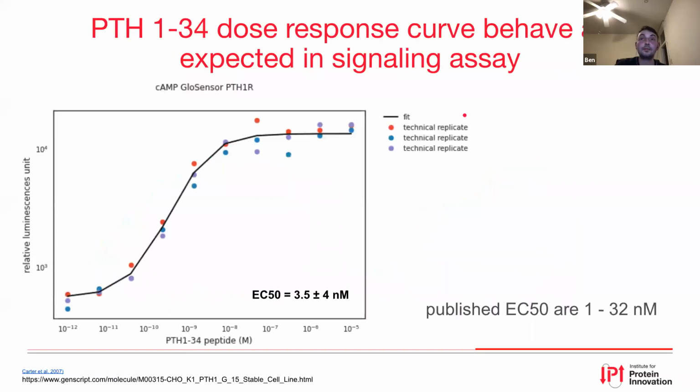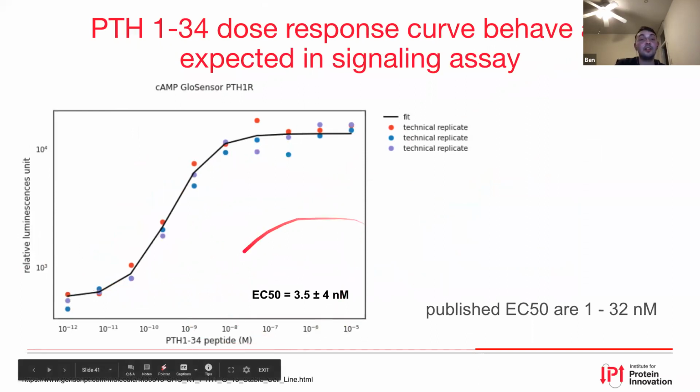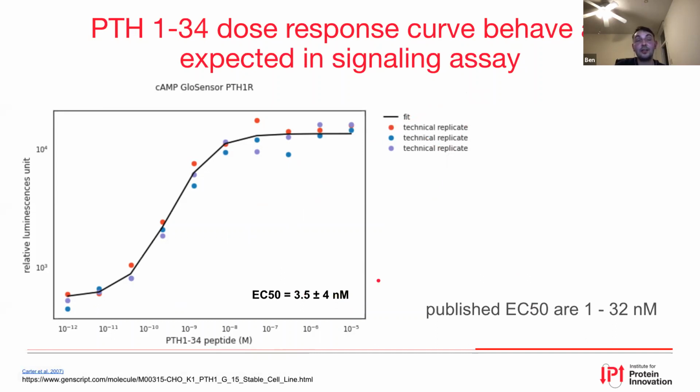So I can do a dose response curve where I serial dilute the peptide and measure the signal. And if I do this, I can fit this dose response curve to an equation and estimate an EC50. The EC50 I estimated was 3.5 nanomolar, which is in the range of the published EC50s for that receptor. And the most difference seems to be which cell line is used and which assay is used. But overall, I concluded that this assay works as expected in our hands, so we can validate our design with that.